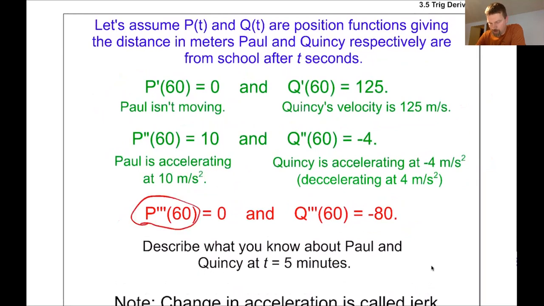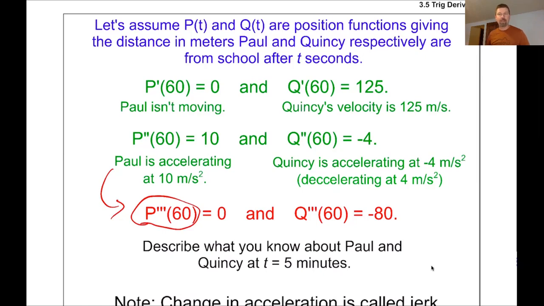All right, so this is a derivative of acceleration. So it's measuring how fast the acceleration is changing. Paul's rate of change of his acceleration is 0. That means he's accelerating at a constant 10 meters per second squared. His acceleration isn't changing. You would feel that in a vehicle. You feel acceleration when your body is thrown backwards. But when you feel a constant pressure on your back, that's a constant acceleration. You're feeling that same constant pressure.